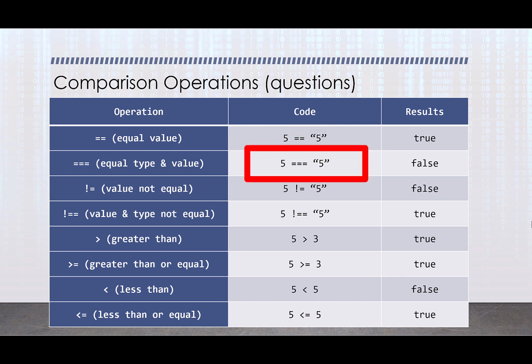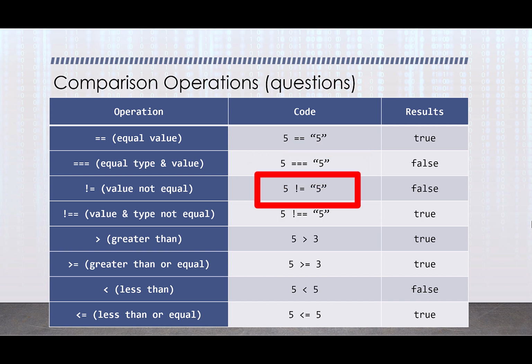The next one, however, will evaluate to false because it's looking for the value to be the same and the data type to be the same. And that's not the case. We have an int versus a string, even though the values are the same. There's a false. Not equal. 5 not equal to quote 5.